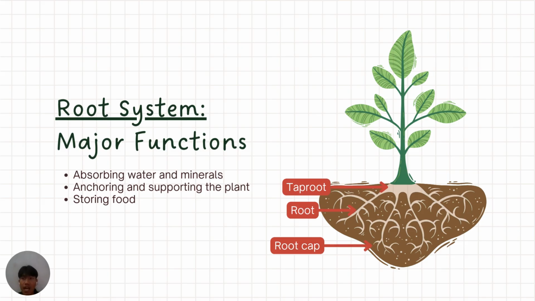Now, let's move underground to the root system. This system also has crucial jobs. First, it absorbs water and minerals from the soil. Second, it acts as an anchor, supporting the plant so it stays in place. And the last one, it is also responsible for storing food for the plant. You can see here the different parts like the taproot and the root cap.